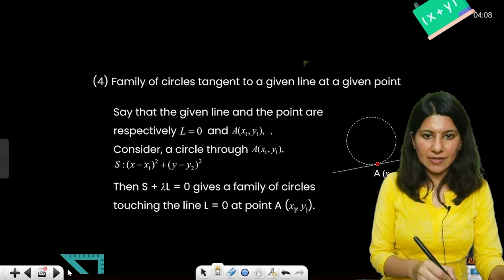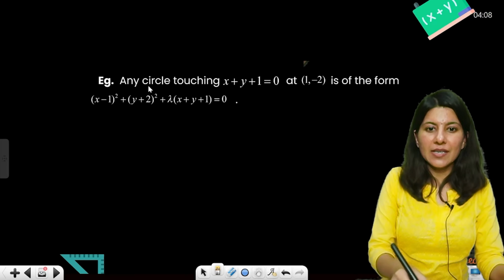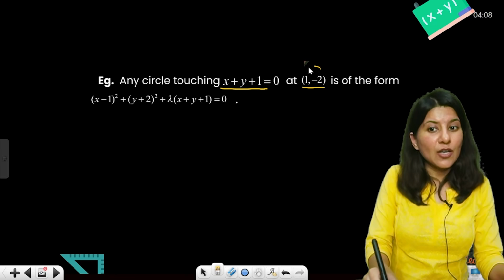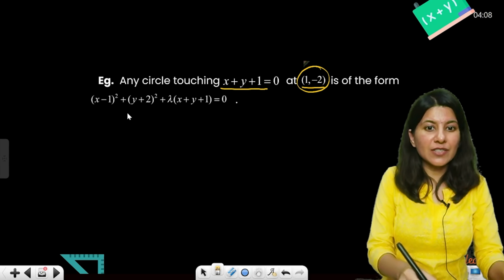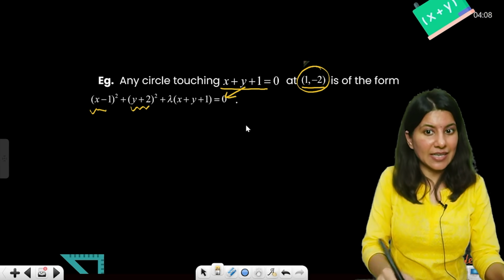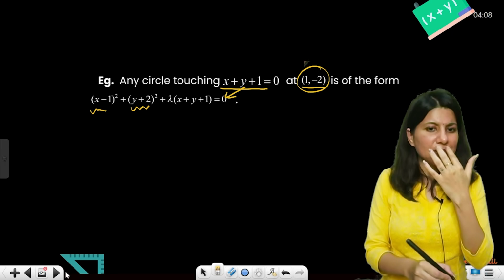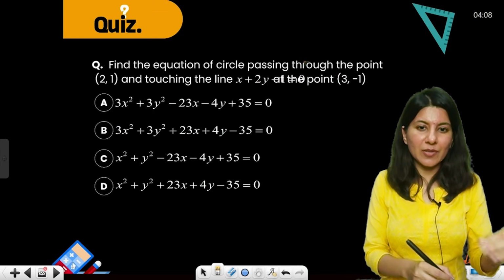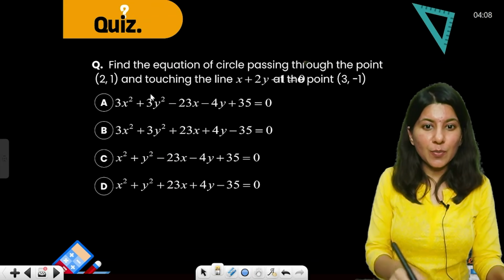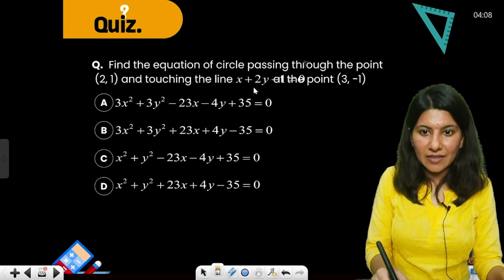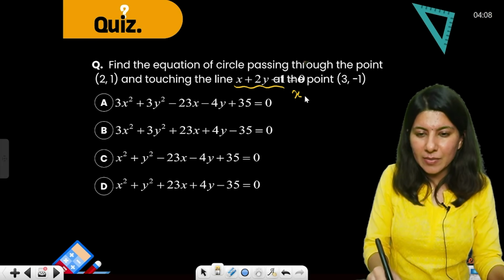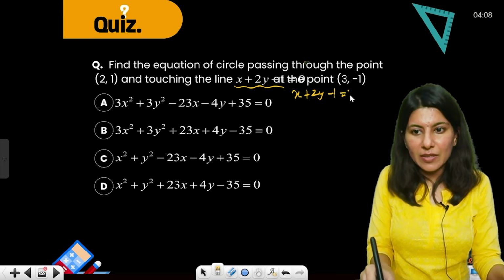So yes, now for example, any circle touching this line at this point is of the form, now 1 comma minus 2, write the equation of circle, x minus 1 whole square, y plus 2 whole square plus lambda times this line. That's it. Let's just do the question so that you understand what I'm trying to say. Find the equation of circle passing through the point this and touching the line. At what point, that we will see later. This line is not visible now. X plus 2y minus 1 equals to 0, right?